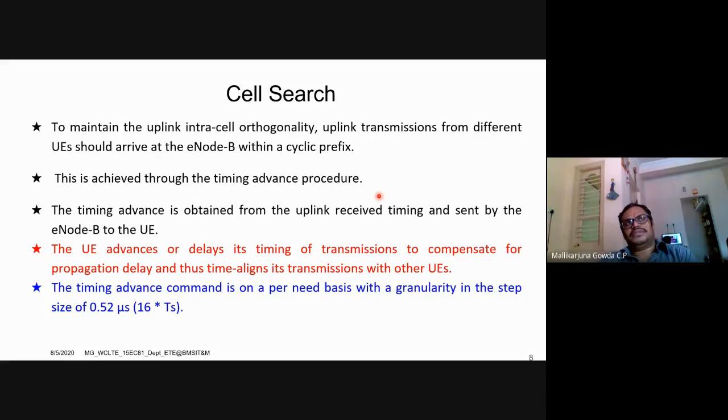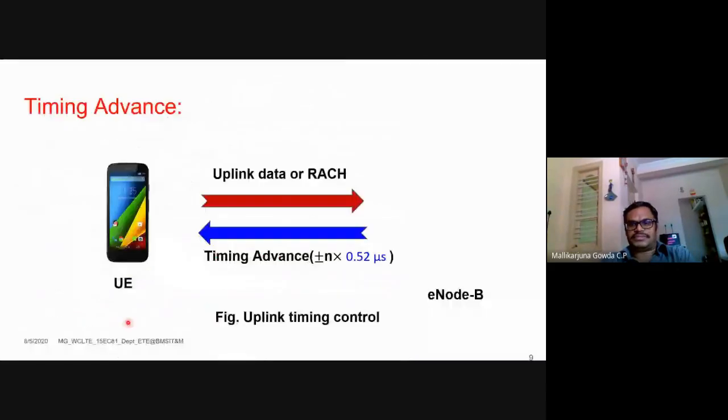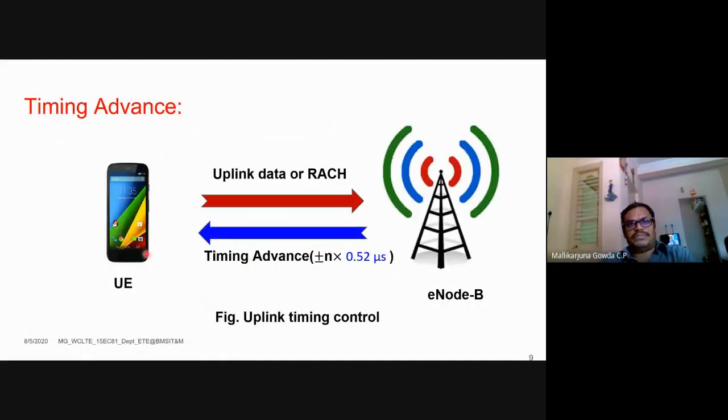Multiple user equipments will be hitting the ENB, and each user equipment will be using a different sequence so that they are orthogonal to each other. There will be no interference among the sequences received at the ENB simultaneously, so the ENB will be able to differentiate each user's sequence. The timing advance command is on a per-need basis, with a step size granularity of 0.52 microseconds, as I have shown in the diagram. This is how timing advance is achieved.